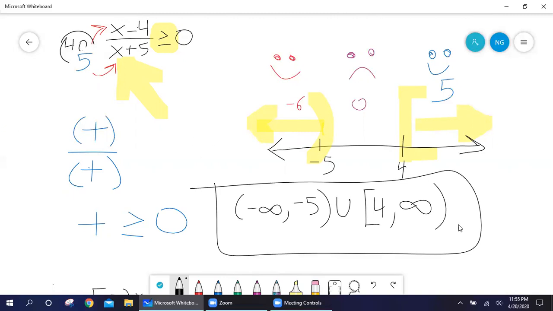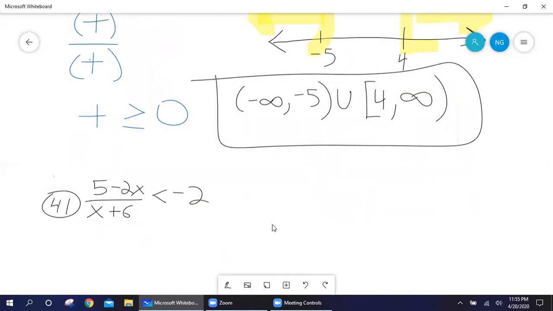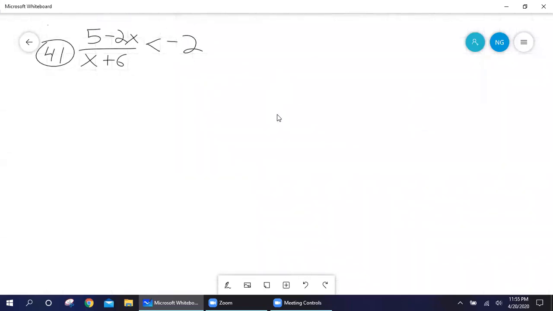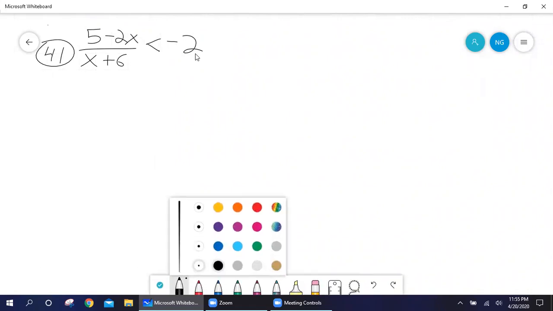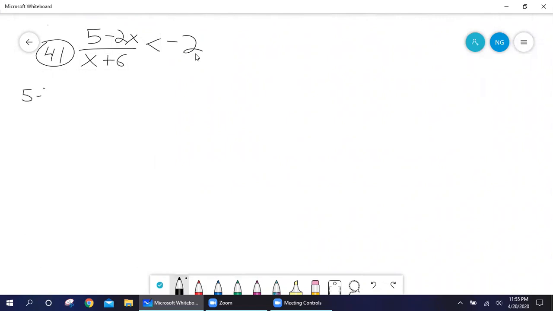Now for the last one on this, number 41, it's going to be similar to number 40, except we're going to have some work to do in the beginning. This is not set to 0. I have to first get it set to 0. So what does that entail? I'm going to subtract over the -2. Well, actually add 2, I guess. I'm going to add 2 so that this is set to 0 now.